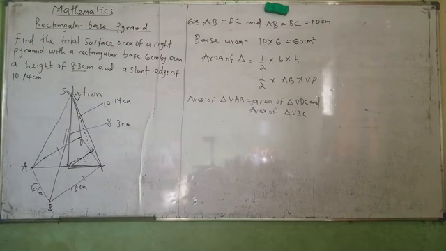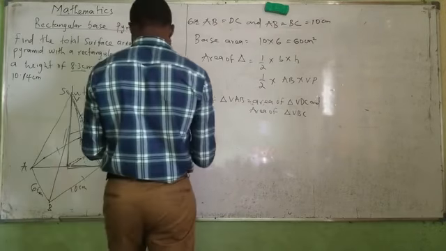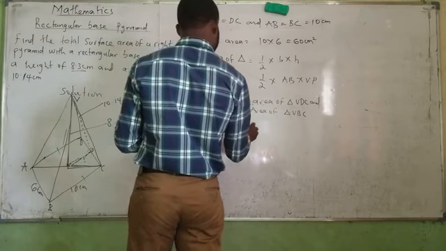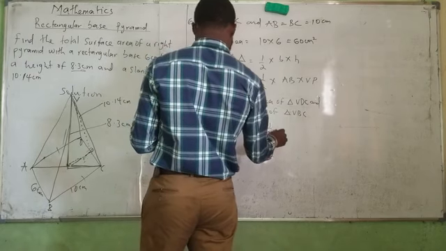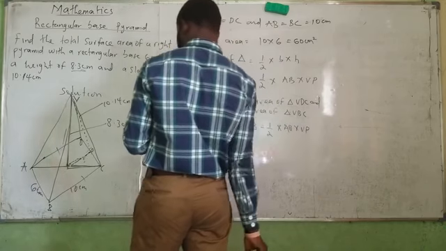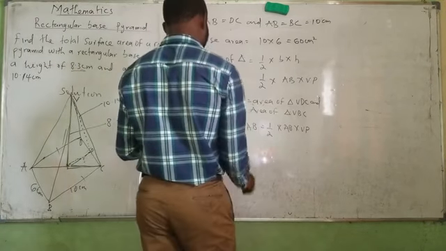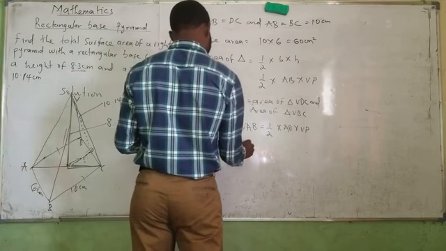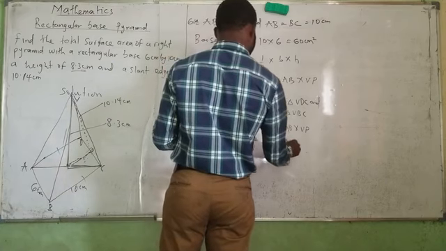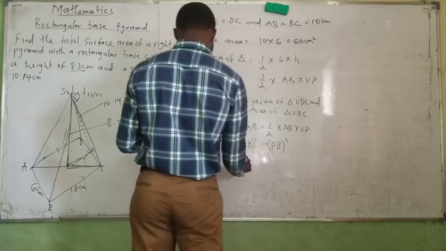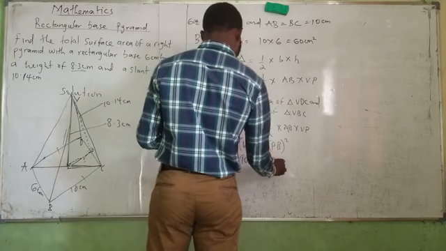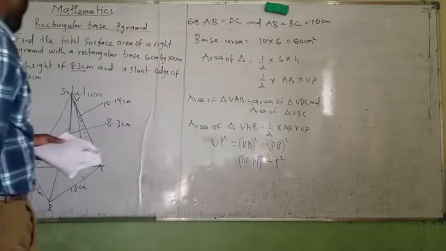The first one, which I will be having the area of what? Area of triangle VAB will be equals to 1/2 multiplied by AB multiplied by VP. Now, I will be having VP squared equals to, by Pythagorean theorem, 10.4 squared minus 5 squared, that is what we are talking about.